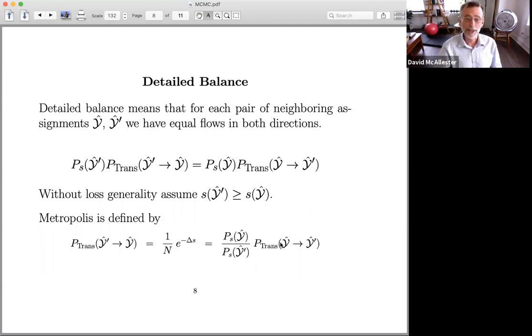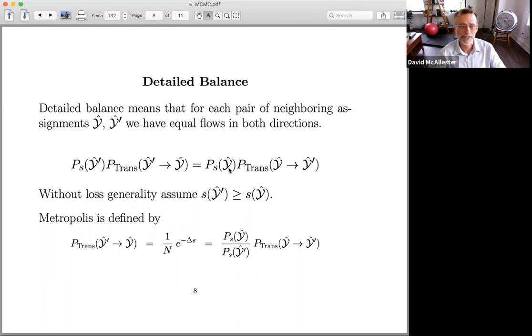The probability of the transition in the other direction is just 1 over n. It's just the probability, because this is better scoring. If I pick this as the neighbor of that to consider the transition, it'll go with probability 1. So this transition is just 1 over n. So what I get is that this transition probability is equal to the ratio of the probabilities times that transition probability. And that is exactly what I need for the detailed balance.